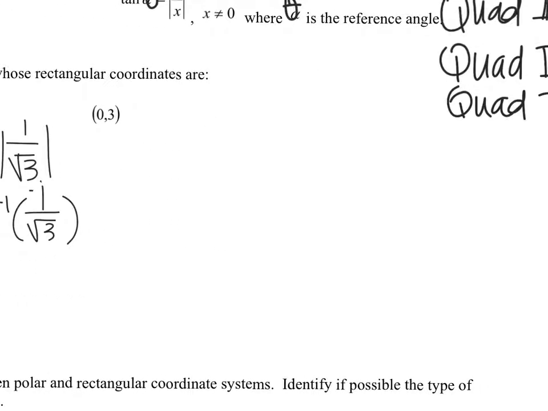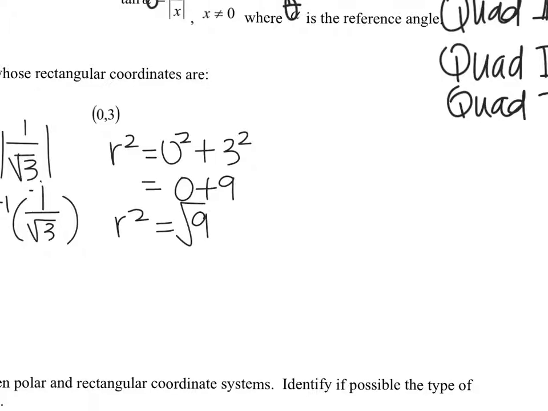Next, we want to take a look at the point 0, 3. So we start off by finding r squared equals 0 squared plus 3 squared, which is going to become 0 plus 9, which means r squared equals 9. Take the square root and r equals 3.